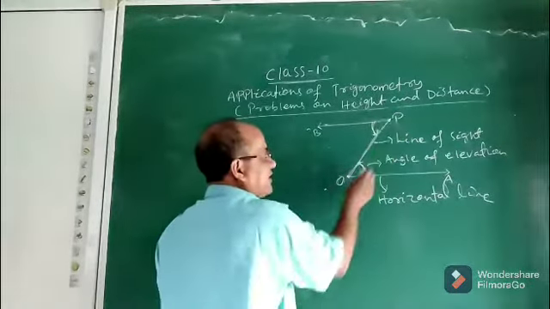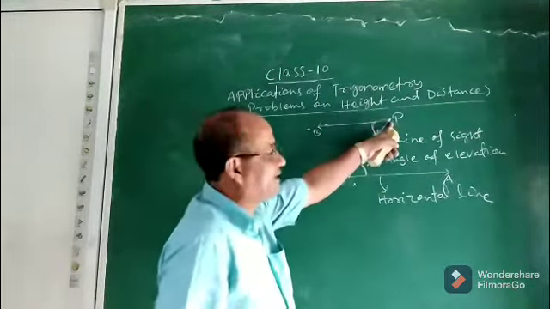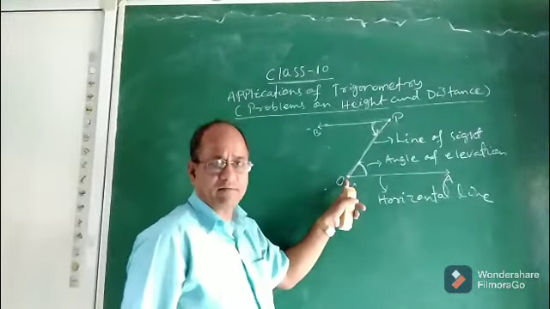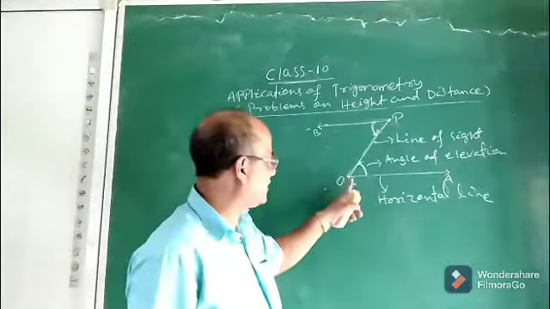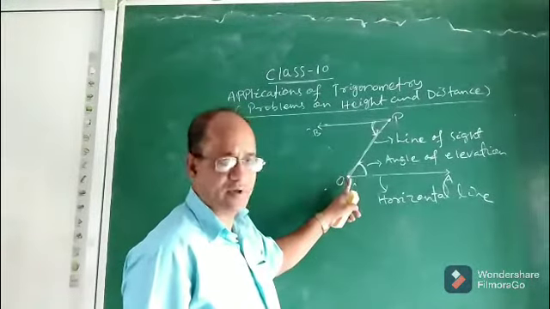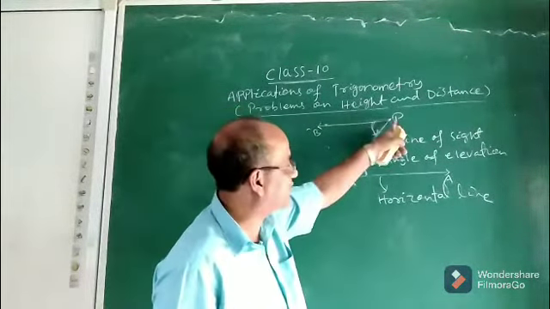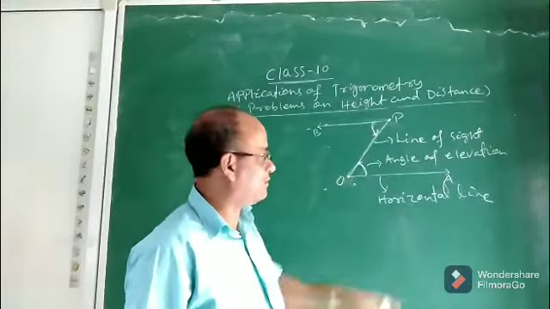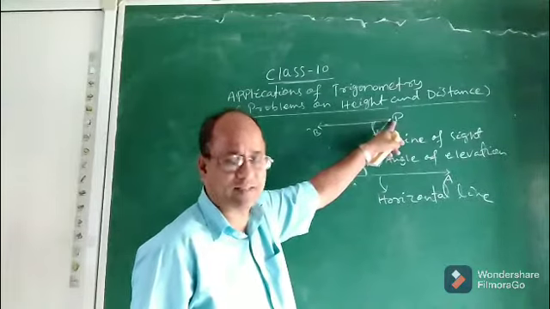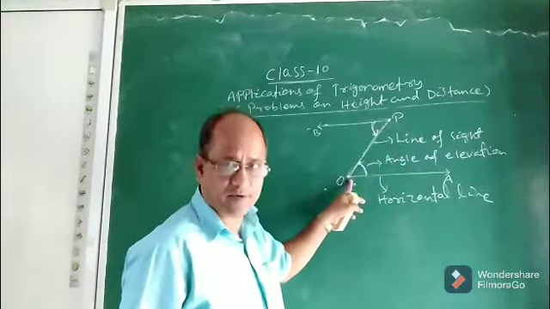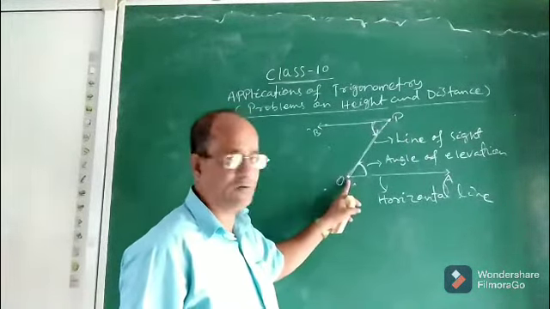Suppose you are sitting at the point P. There is a car on the ground, at the point O, suppose. A car is at the point O and you are sitting at the point P on the top of a building, and you are observing a car standing on where?